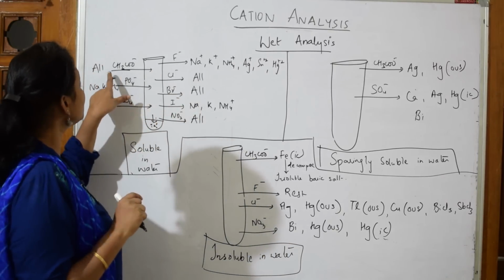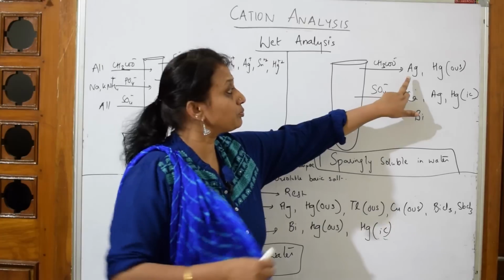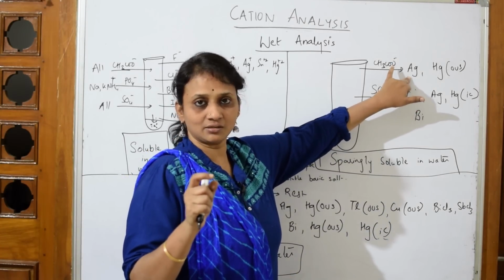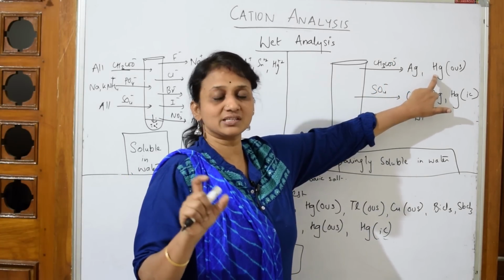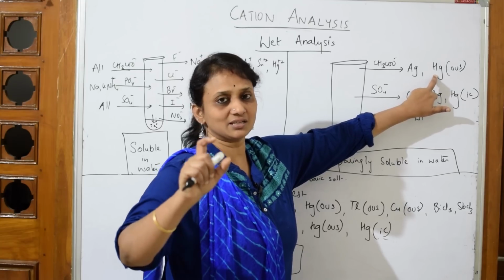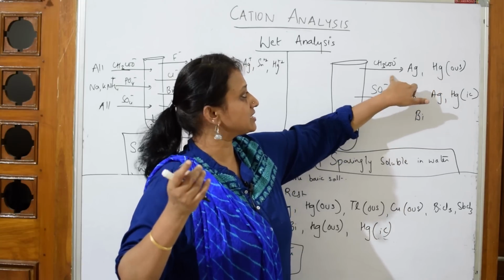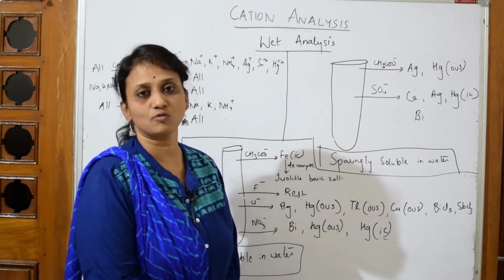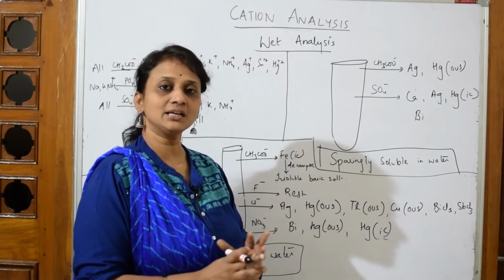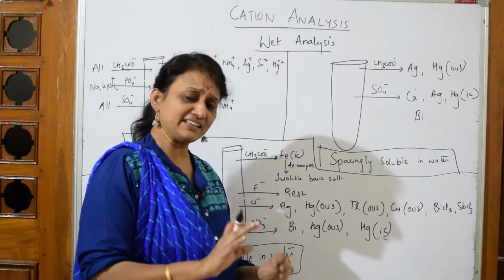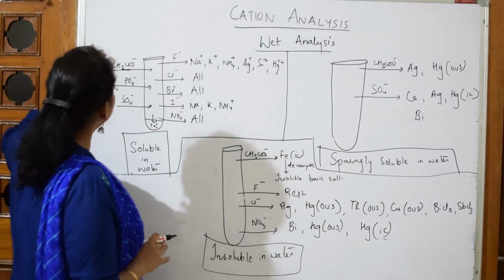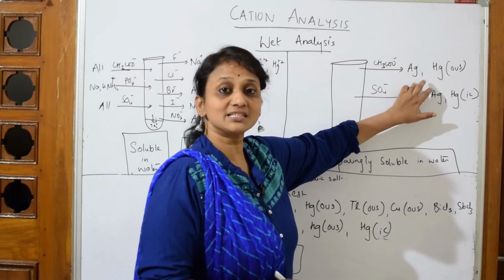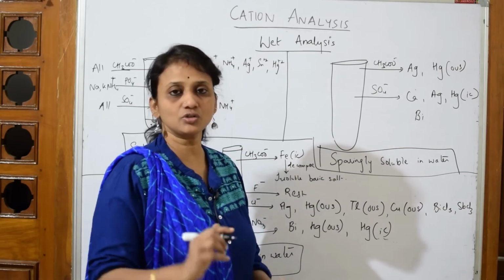But what is the exception? If the salt is silver acetate, or mercurous acetate, where mercury is in the mercurous form, these are sparingly soluble in water. So whenever you get an acetate, remember all the acetates are soluble in water except silver acetate and mercurous acetate. So you can note it.